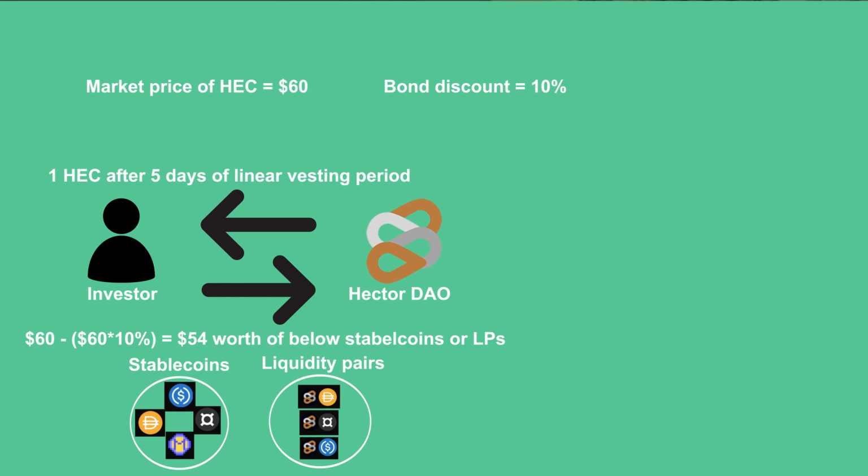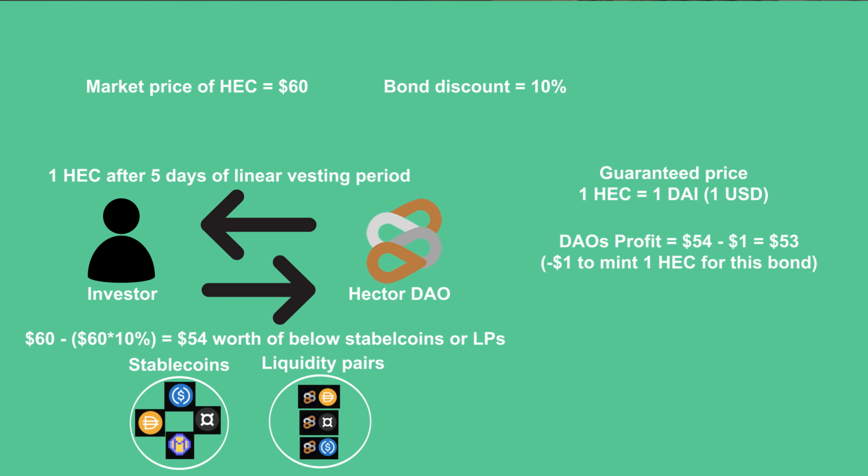But it's also good for the protocol because all this $54 that they make goes into the treasury, and since they guarantee only 1 HEC per $1, the protocol makes $53 of pure profit on their bonding. And what that means is that now they can support minting 53 more HEC because they're still guaranteeing $1 per 1 HEC, and that's why you can see some crazy APYs for these DAO projects at the moment.